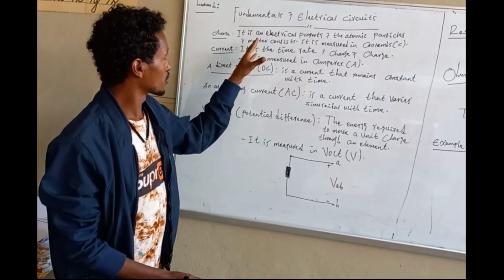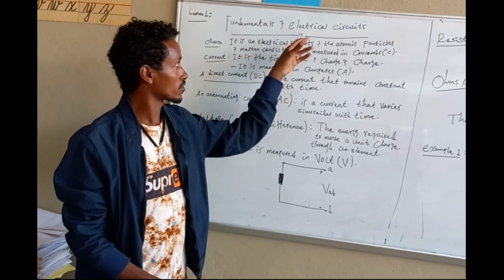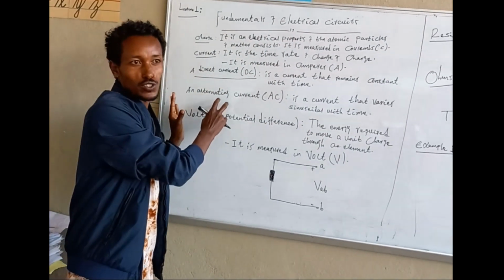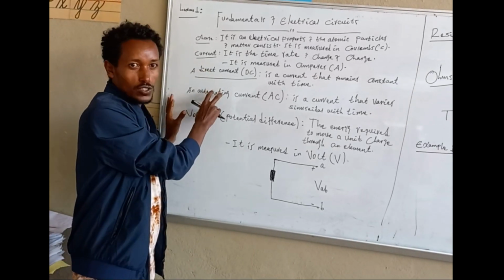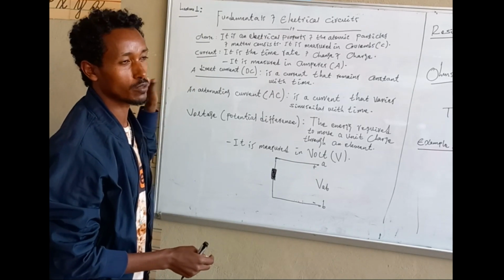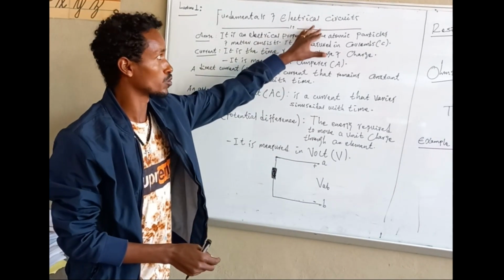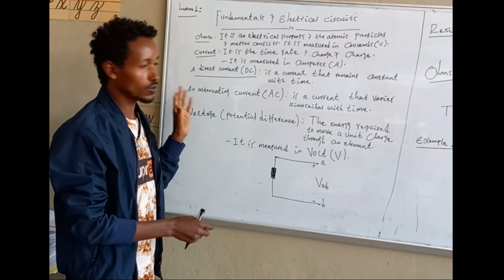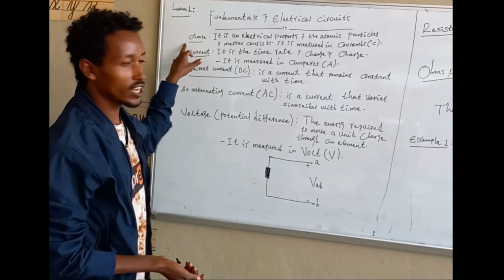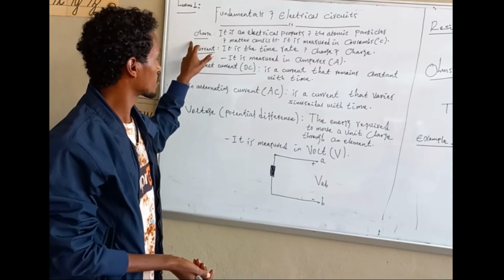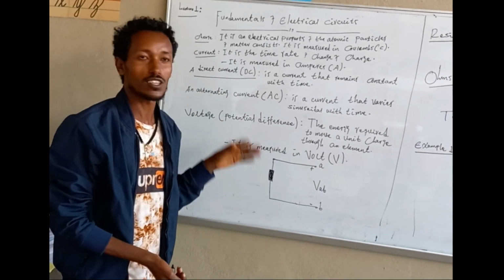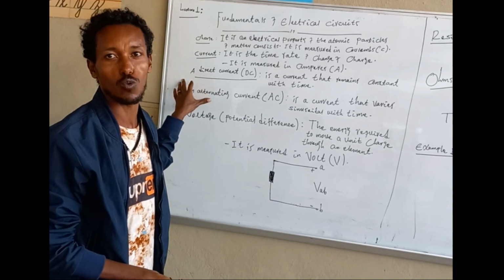Before we see the details about electrical circuits, first of all, we will see the main points or topics concerning these electrical circuits, the terms that must be defined before electrical circuits. The first topic is charge. Charge is an electrical property of the atomic particles of which matter consists, and it is measured in coulombs.